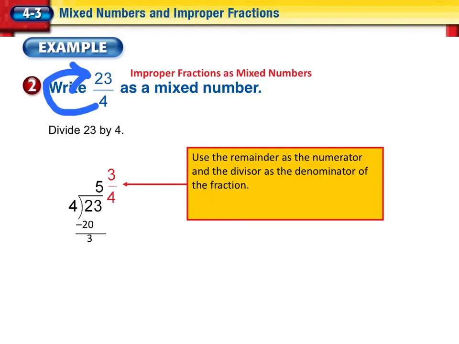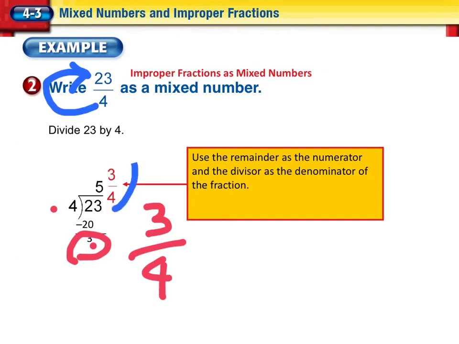We've divided 4 into 23. It's going to go 5 times. 4 times 5 is 20. And then we have a remainder. We have a remainder of 3. We write that in fraction form. 3 out of the 4 that we originally had. So it'll be 3/4 of another whole. So our improper 23/4 can now be written as a mixed number, 5 3/4.